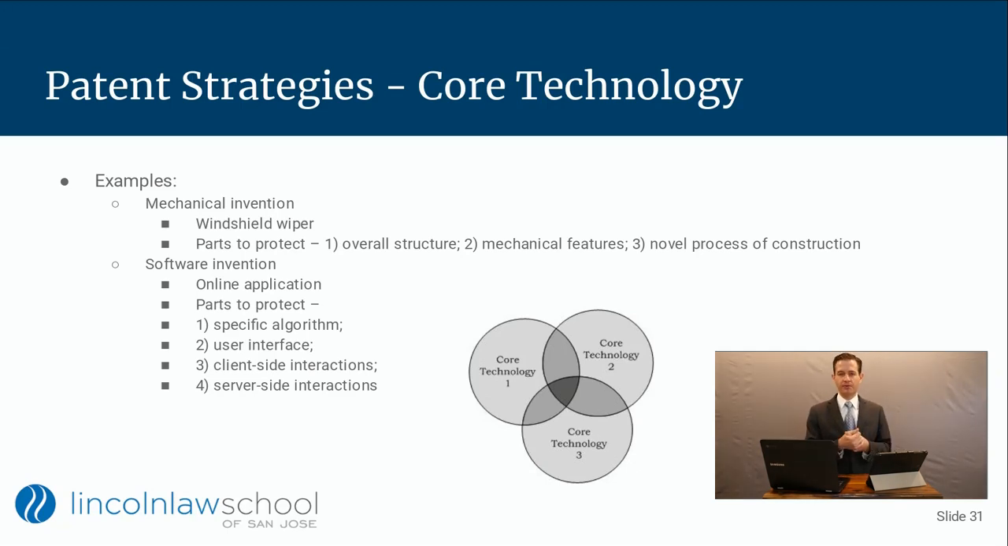You may have an algorithm that's being used to actually implement specific aspects of that application. You may have a user-side interface, the interface that's being used to actually convey the information or to interact with the application. In that manner, you might have a client-side, server-side type interaction, and each of these interactions would need to be claimed separately. And so you may have several core technology type patents looking at the narrow construction of each of these.